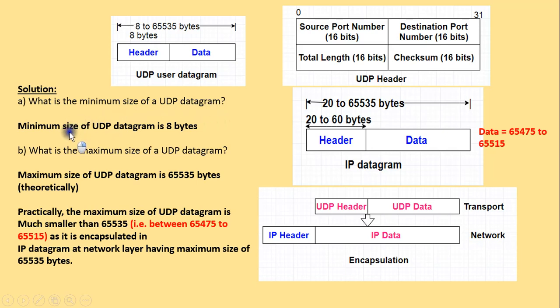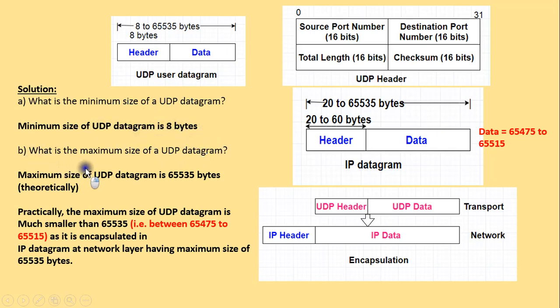Now the first question asked to us is, what is the minimum size of a UDP datagram? Now minimum size of a UDP datagram is obviously based on the header size. The header size is fixed in UDP, which is of 8 bytes. So minimum size of UDP datagram is 8 bytes because the header part must be carried in communication. Header includes the source port number, destination port number, total length and checksum. So without the presence of all bytes in the header part, the communication will be meaningless. So minimum size of UDP datagram is 8 bytes.